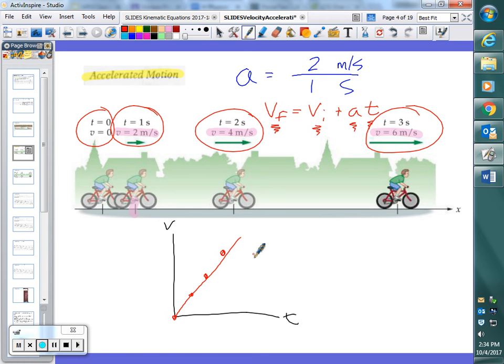What do straight lines on velocity versus time graphs represent? A constant acceleration, right? What would be the slope of that line if it represents the biker? A linear one. Well, yes. Specifically, the slope would be 2, because the acceleration is 2. Is that good?